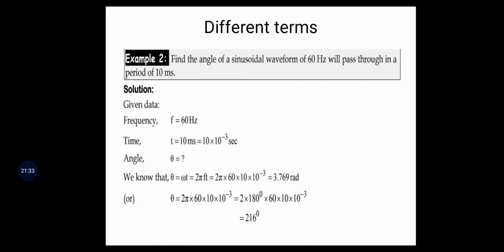Then theta equal to omega t, and omega equal to 2 pi f. That means theta is equal to 2 pi f t. 2 pi into f equal to 60 into t equal to 10 into 10 power minus 3. That equals 3.769 radians.